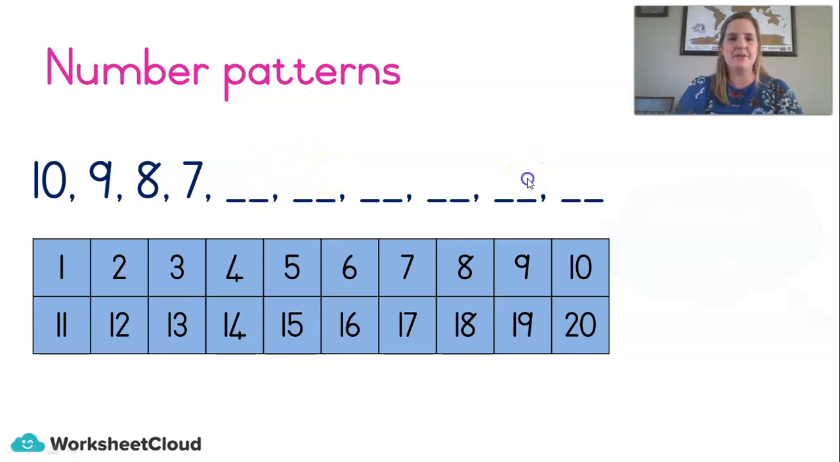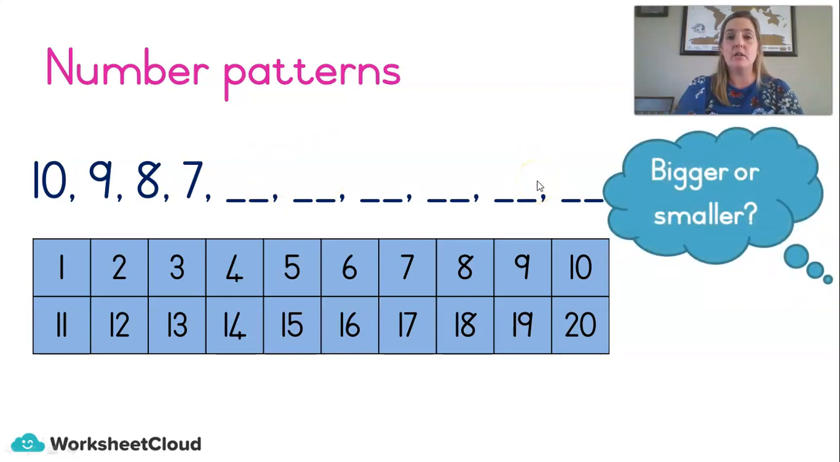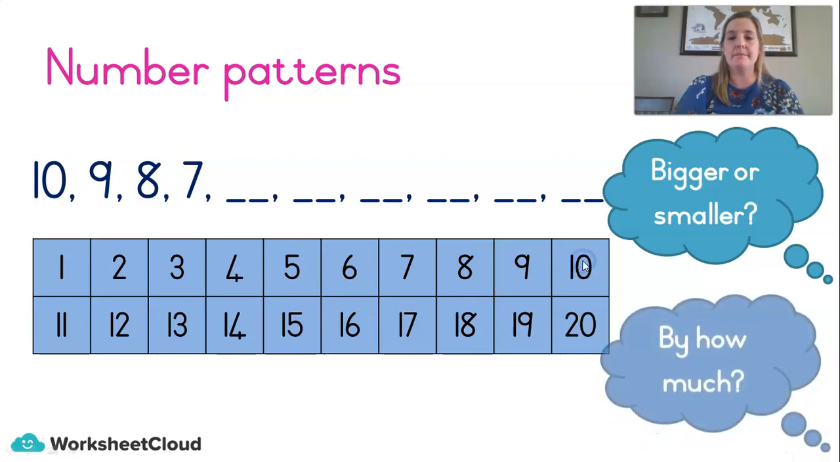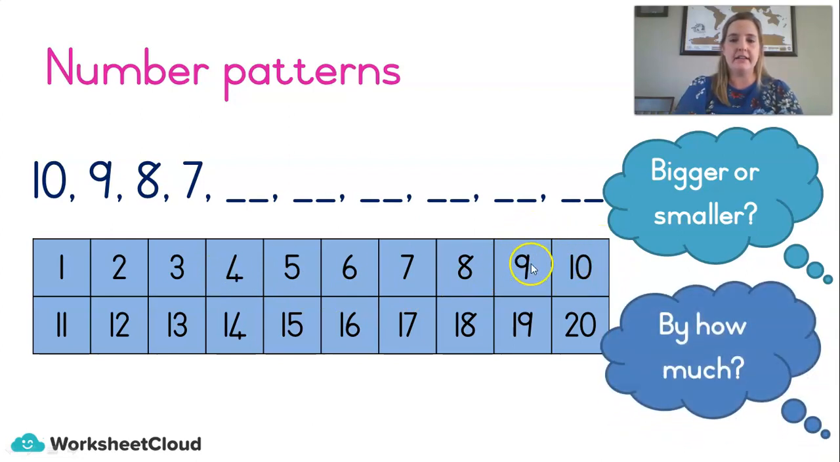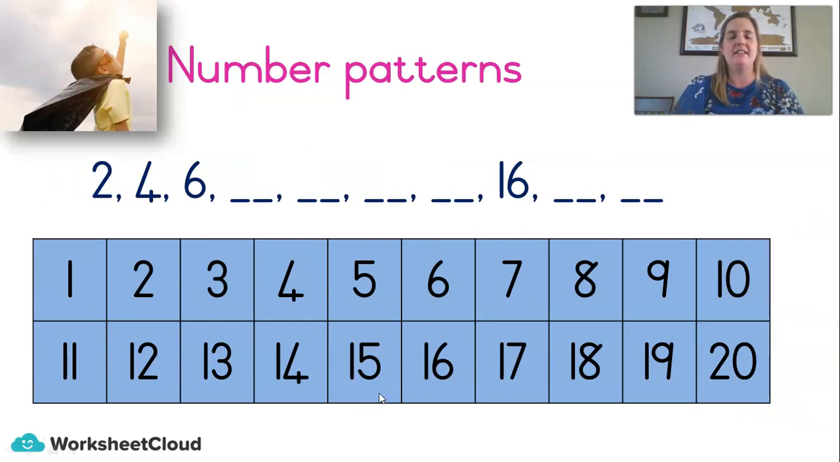But let's ask ourselves the questions. Are we getting bigger or smaller? Right, smaller. We are counting backwards. By how much? Let's look. 10, 9, 8, 7. Just 1, hey? So now we know the answer. We're getting smaller by 1. What is 1 smaller than 7? 6, 5, 4, 3, 2, 1. And my grade 1s like to shout, blast off when we do that. Okay, now you try.